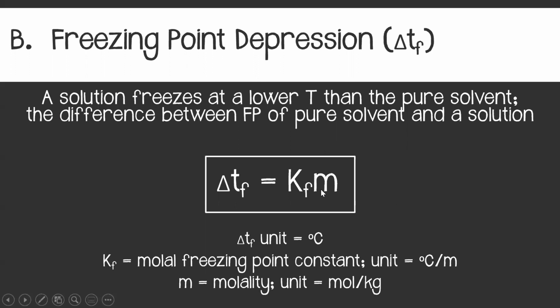KF is a constant, as I said, it's the molar freezing point constant that is dependent on the actual solvent. So you have to see what is doing the dissolving, what's the liquid. That unit is degrees Celsius over lowercase m molality. And then m, lowercase m, is molality, and that is moles over kilograms. So we'll do some practice problems.